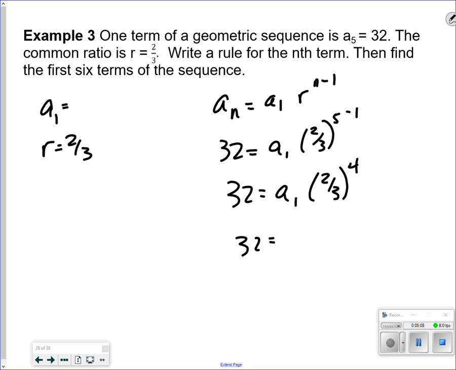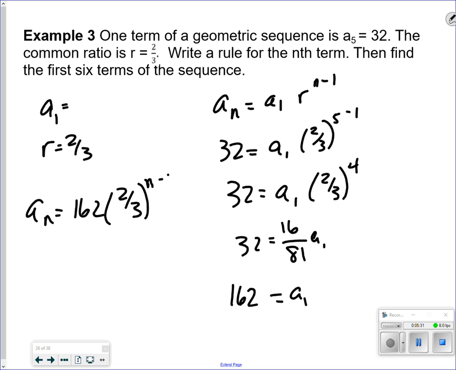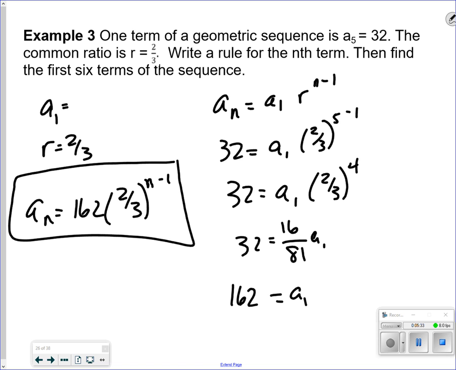And so 2/3 to the 4th power would be 16/81. So if I multiply both sides by 81 and then divide by 16, a sub 1 would be 162. So my rule for a sub n would be a sub 1 r raised to the n minus 1. Now, they want the first 6 terms of the sequence.